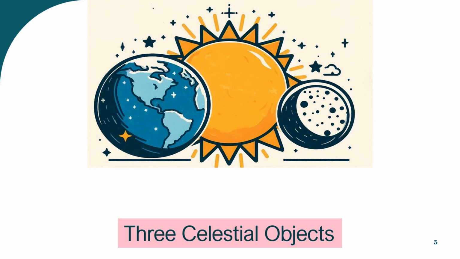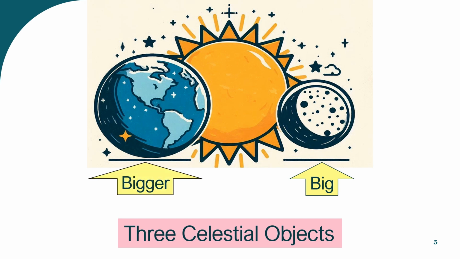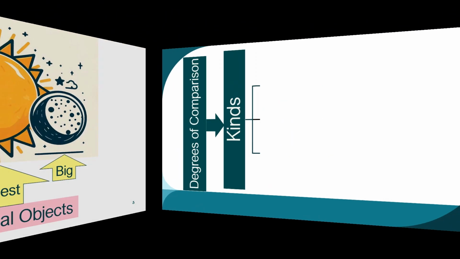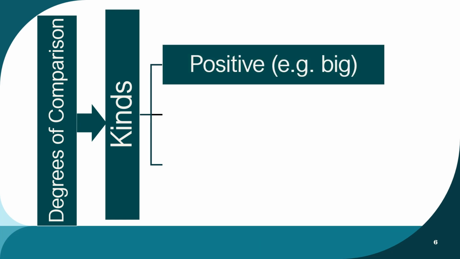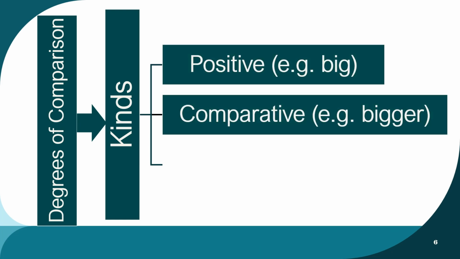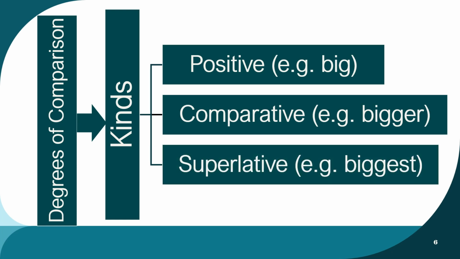Suppose there are three celestial objects of the universe: the sun, the moon, and the earth. Among them, the moon is the big object. Then the earth is bigger than the moon, and the sun is the biggest of all the three objects. So the adjective big shows three forms: big, bigger, and biggest. That's why degrees of comparison are of three kinds. They are positive, such as big, comparative, such as bigger, and superlative, such as biggest.